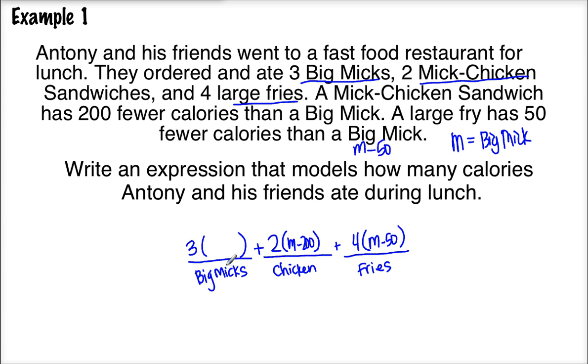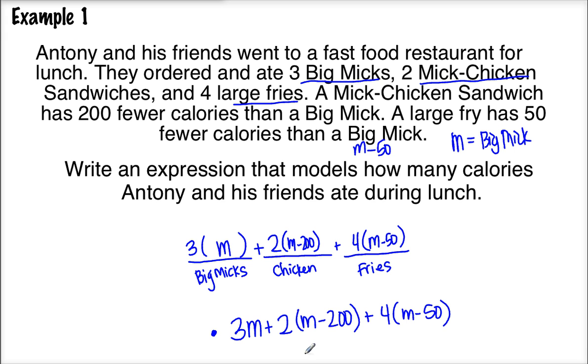So a Big Mac minus 50 calories is how many calories are in a large fry. So how many calories are in a Big Mac? Well, remember that's the thing that we don't know, so we represent that with an M. So our expression, I'm going to clean it up a little bit, would be 3M plus 2M minus 200 plus 4M minus 50. So once again, this represents the calories in the Big Macs, this represents the calories in the McChicken sandwiches, and this represents the calories in the 4 large fries. So this expression is what we're looking for.